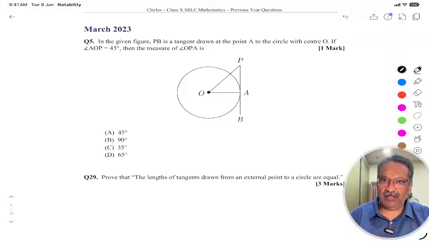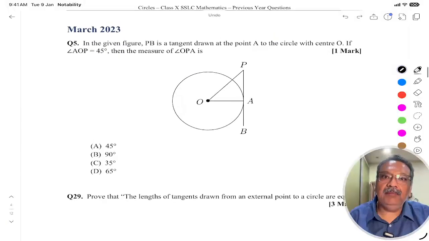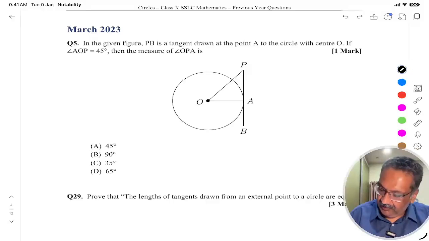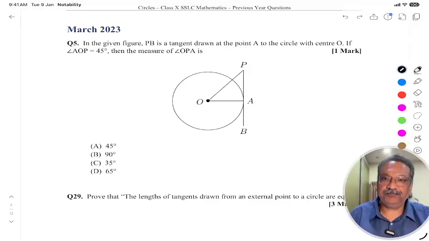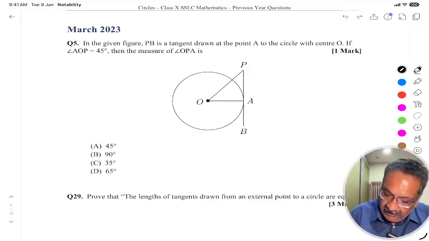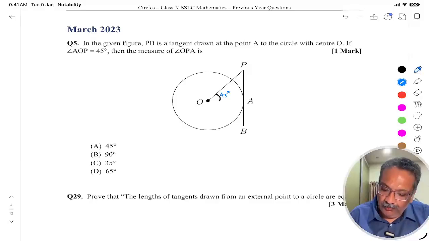Okay, now let's come to the March 2023 question. First one is MCQ. See what is given in the given figure. PB is tangent. See, this is a tangent. PB is tangent to the circle at point A. The point of contact is point A, with center O. If angle AOP, this angle, is given to be 45 degrees. Now we have to find the measure of angle OPA. This angle is asked.